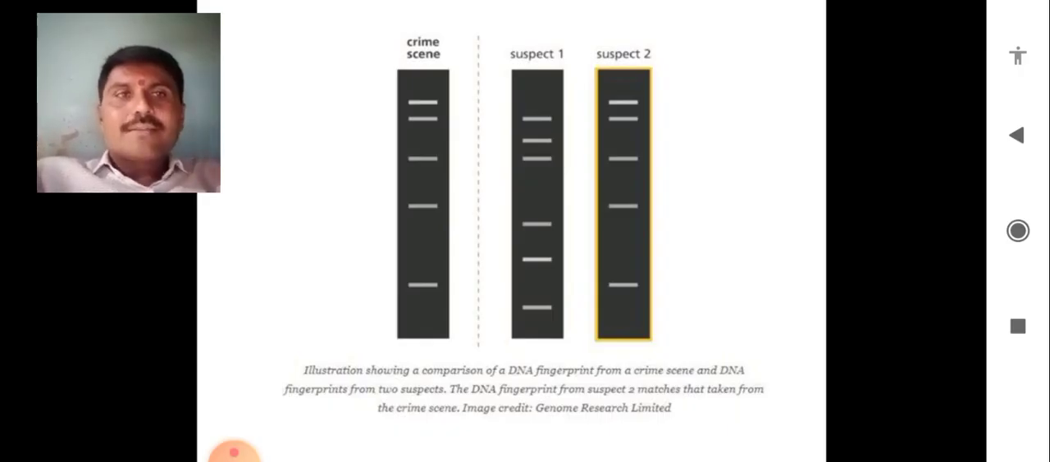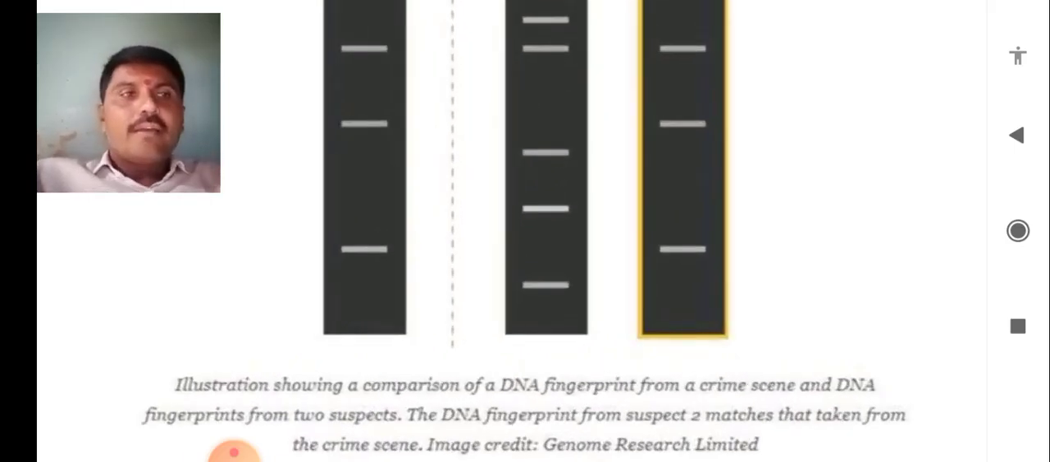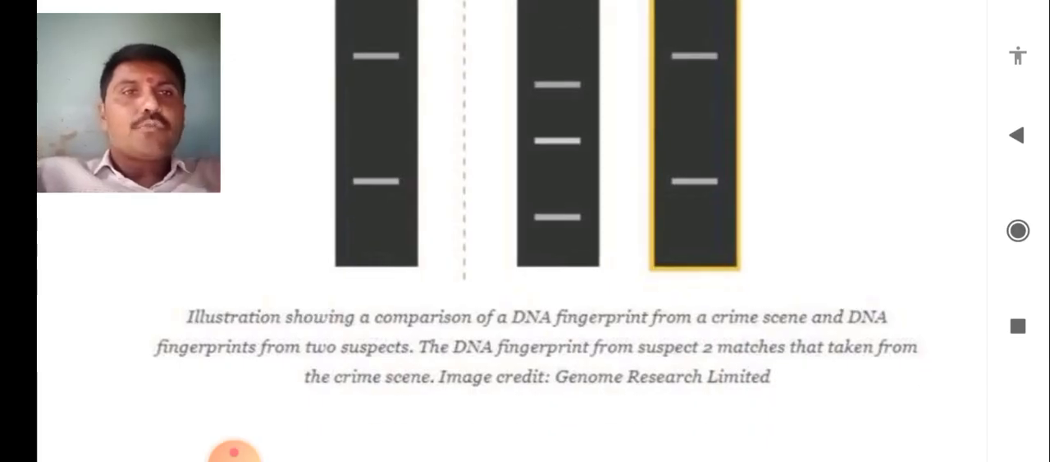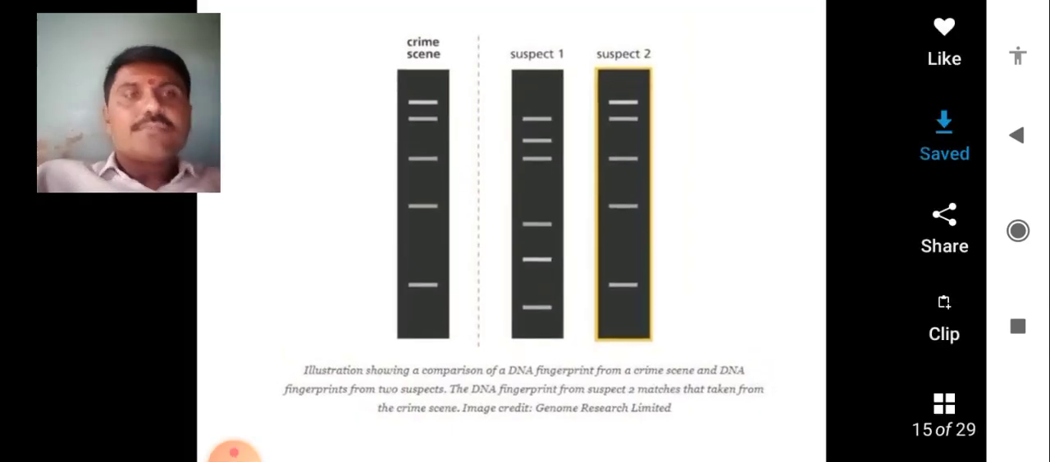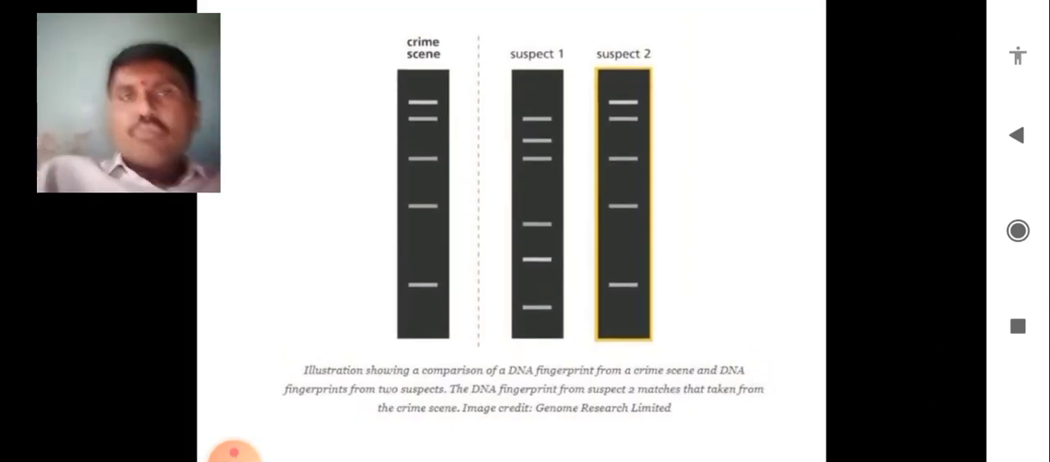Okay, look at these diagrams. There are three columns, separated by vertical lines, and you can see suspect 1 and suspect 2. The illustration shows a comparison of a DNA fingerprint from a crime scene and DNA fingerprints from two suspects. The DNA fingerprint from suspect 2 matches that taken from the crime scene. Image credit: Genome Research Limited. So this is one of the best methods to identify suspects.